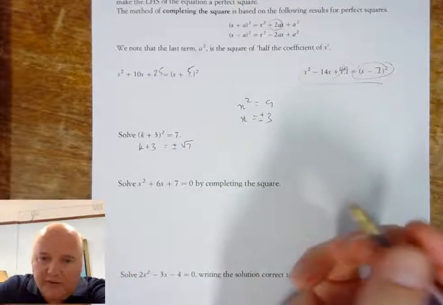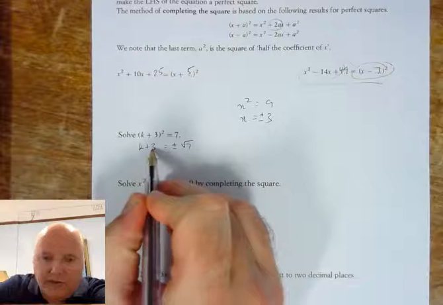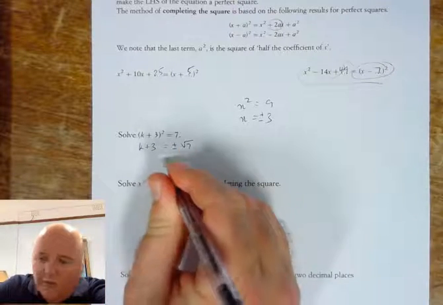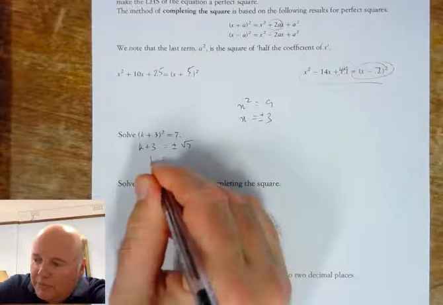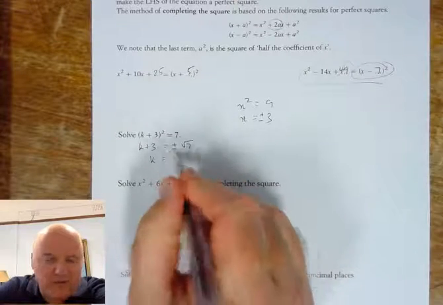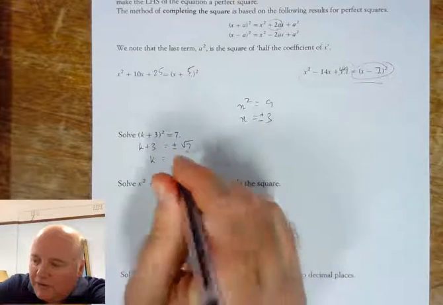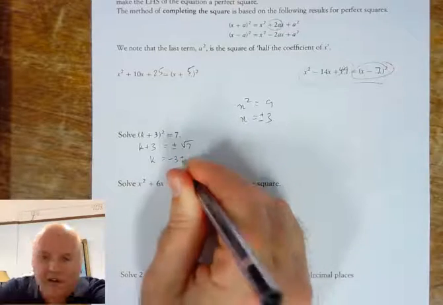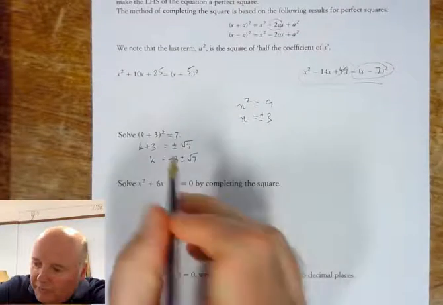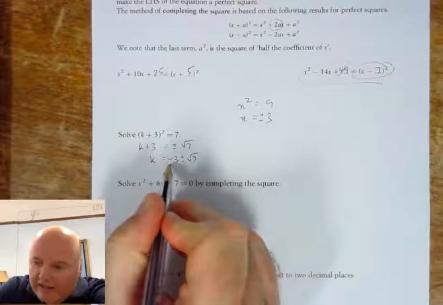Now to get the k by itself, all I need to do is move this 3 over the other side. So when you move the positive 3 over, it becomes a minus 3. You tend to put the minus 3 in front of this expression, but it's not essential. But you'll see all the answers tend to be written like that. So when you move the plus 3 over, it becomes a minus 3. Just tuck it in front. This gives us our two answers.